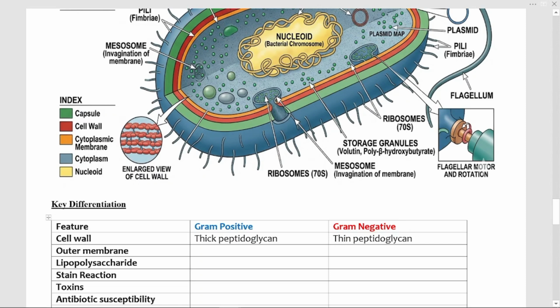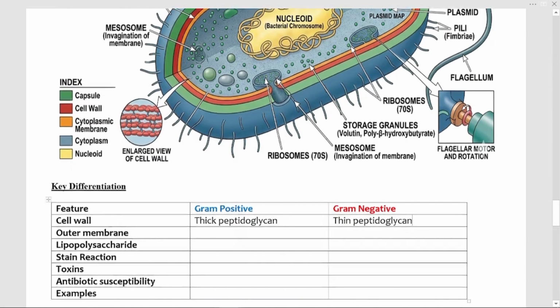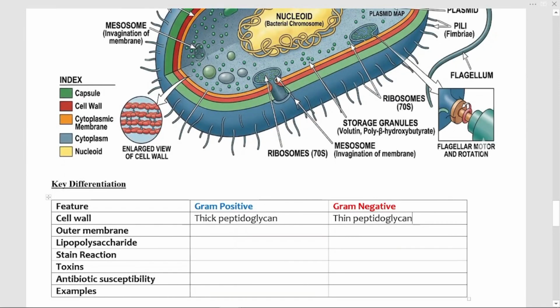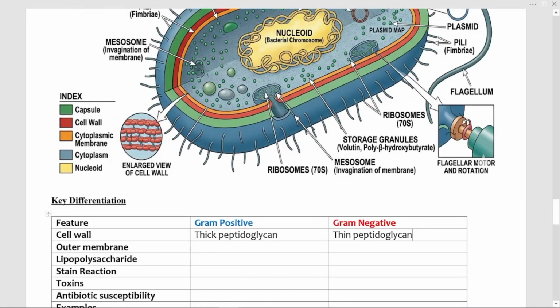Another key difference is the outer membrane. Here is where the difference comes in. We always have a cell membrane, a cytoplasmic membrane, so we have an outer and inner. One major difference is that gram-negative bacteria always contain an outer membrane. So this is always present, and in gram-positive this is always absent. They lack an outer membrane.